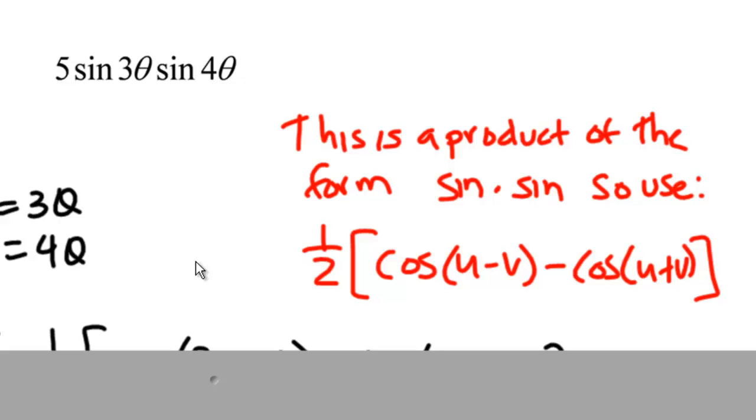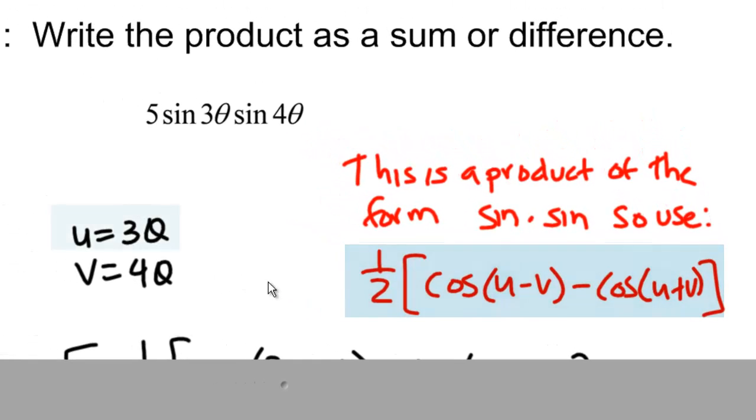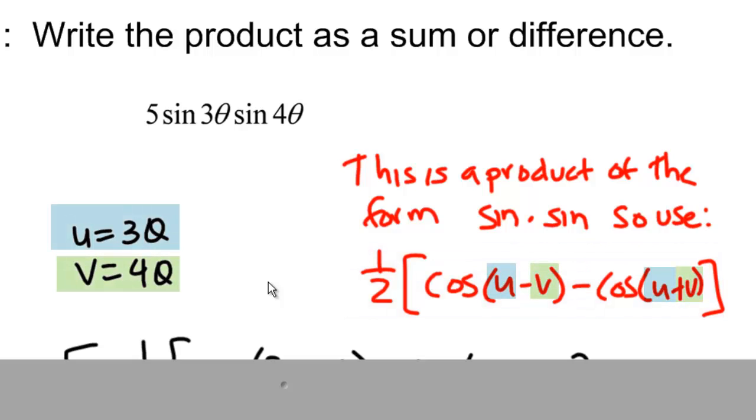sine. So the product to sum rule that I want to use is 1/2 the cosine of u minus v minus the cosine of u plus v. So in our example, angle u would represent 3 theta, and our angle v would represent 4 theta. And then I plug that all into the formula.